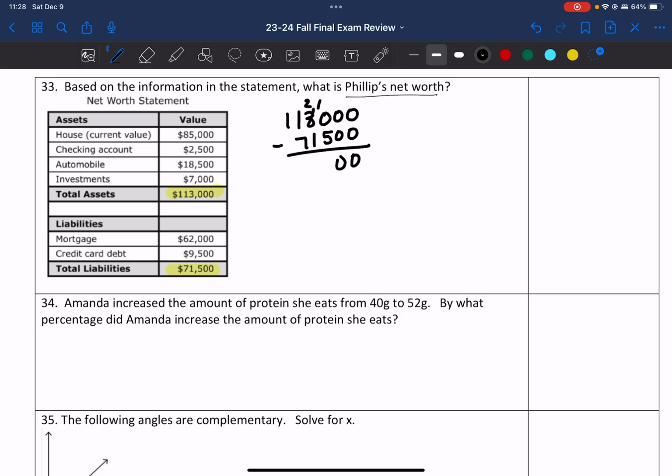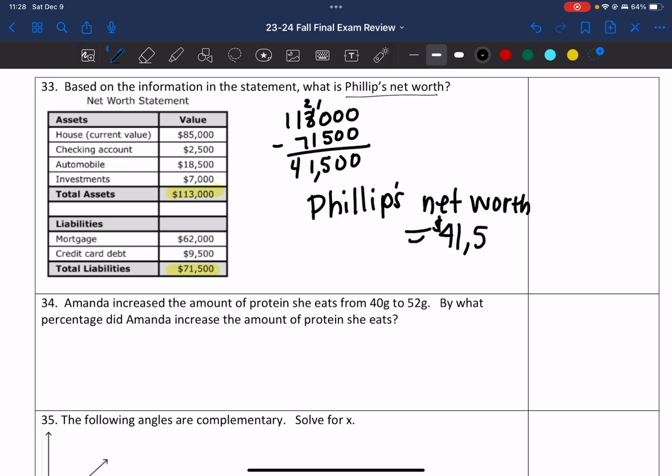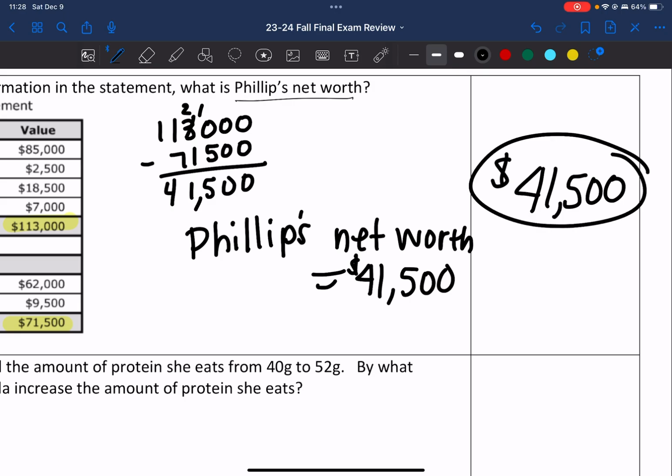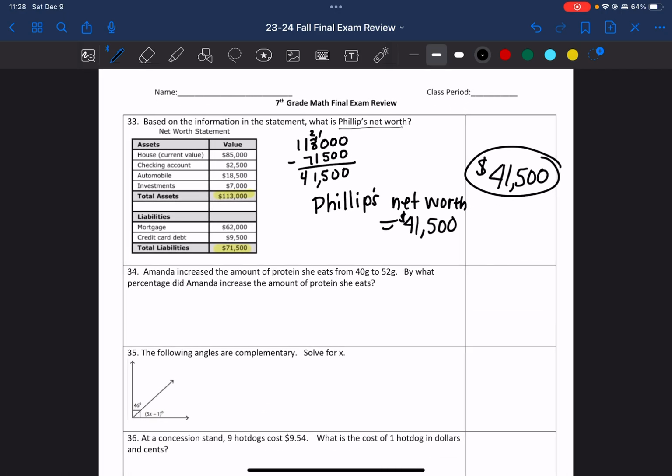Borrow here. 10 minus 5 is 5. 2 minus 1 is 1. 11 minus 7 is 4. So Philip's net worth is equal to 41,500. Done. All right, let's go ahead and move on to number 34.